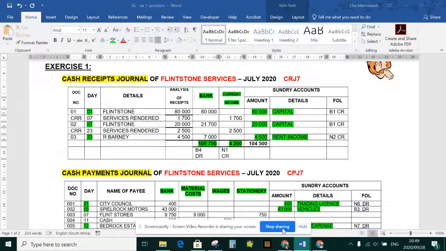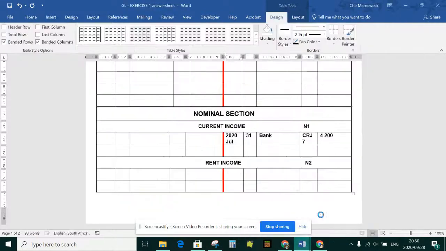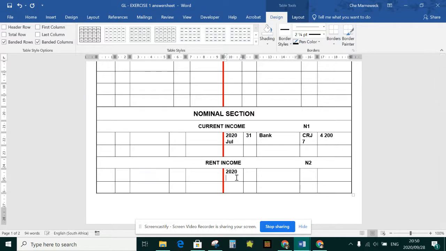We then move on to the next account, rent income. Which journal is rent income recorded in? It's recorded in the cash receipts journal. It's in sundry accounts, so we're taking the information on that specific day, the 23rd. Rent income is going on the credit side for 4,500. So, 2020, July, 23rd. Money went into our bank account, CRJ7. 4,500.